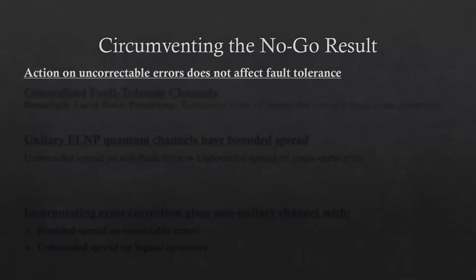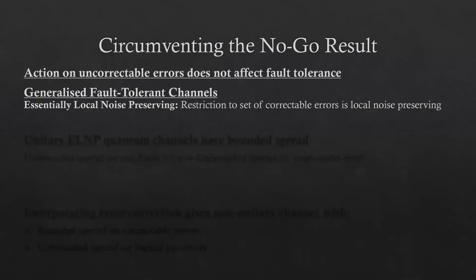Specifically, the important fact we observe is that the action of quantum channels on uncorrectable errors does not affect their fault tolerance. This is because uncorrectable errors must be highly unlikely in any tolerable noise model. Thus, a quantum channel that fails to be fault tolerant must fail because it maps some set of correctable errors to uncorrectable errors, and not because of its action on the extremely unlikely uncorrectable errors. This naturally gives rise to a generalized notion of fault tolerance, essentially local noise-preserving quantum channels, which are those such that the restriction of the channel to the set of correctable errors is local noise-preserving, but the action on more general errors, uncorrectable errors, is unconstrained.